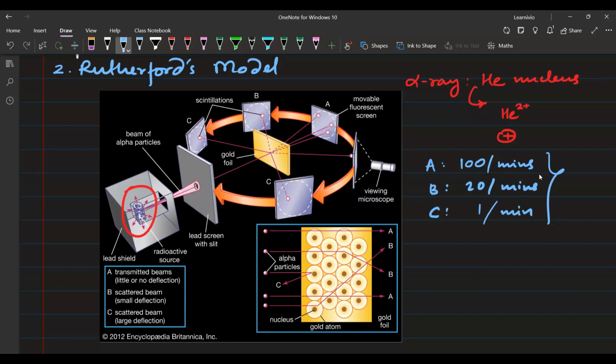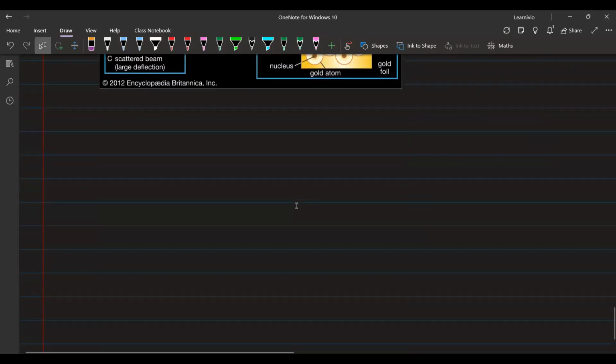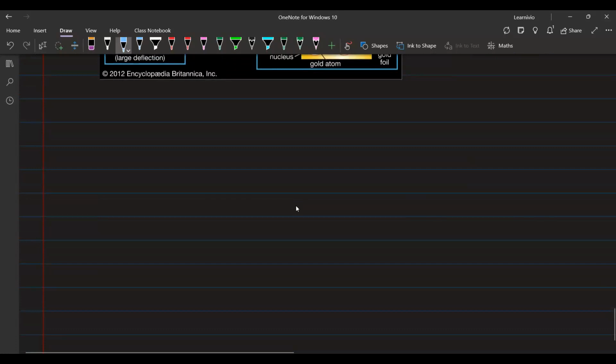Now these are the observations, and from these observations we are going to lead to some conclusions. When I say at point A I'm getting 100 glows, it is hitting point A 100 times per minute. That means almost all of the alpha ray particles are passing through the gold foil and hitting the screen. That is my observation. I'm going to write the 3 observations. At point A, what is happening? We are getting 100 glows per minute.